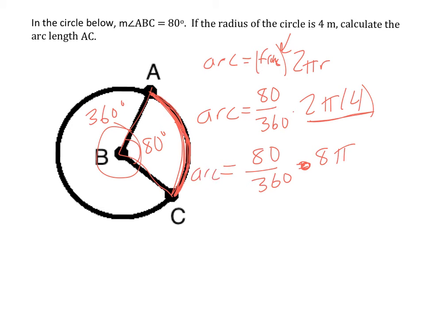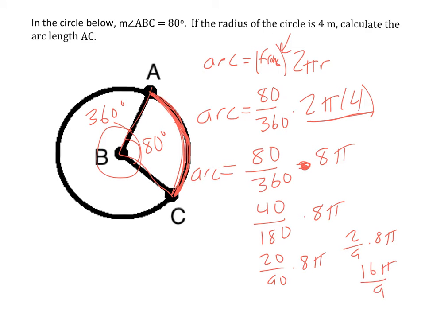And if you have a calculator, you could simplify this, but if you're not allowed to use the calculator, we just got to start reducing. So 80 over 360, we can go to 40 over 180 times 8 pi, and just divide by 2. Then we go to 20 over 90 times 8 pi. Then we could go to 2 over 9 times 8 pi. And then 2 times 8 is 16 pi over 9. And I think that's as reduced as we're going to get. So in this case, the arc length here is 16 pi over 9. That is how long this part is here.